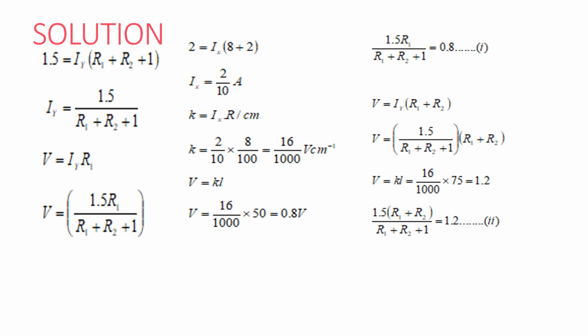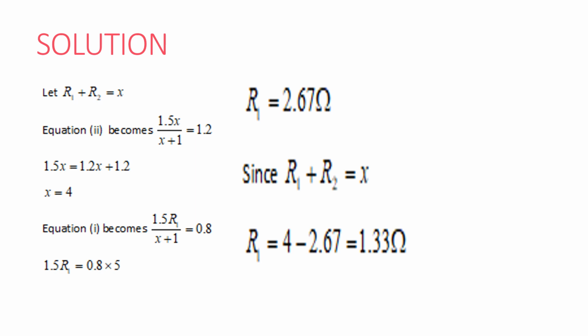When you equate those two, we now have the second equation with two unknowns. So we have equation 1 and equation 2, and we are able to get R1 and R2. The best way to simplify that is to let R1 plus R2 equal to x. First find the value of x. From equation 2, we have 1.5x over x plus 1 equal to 1.2, which gives x equal to 4. And then equation 1 becomes this.